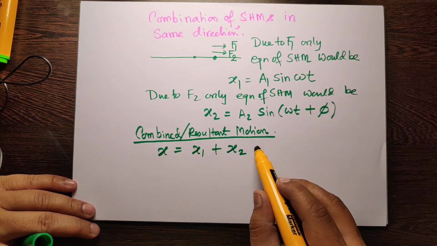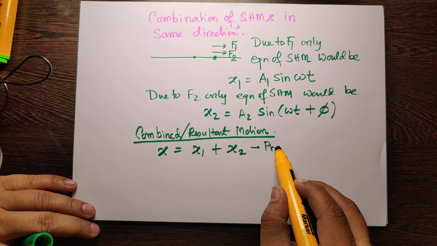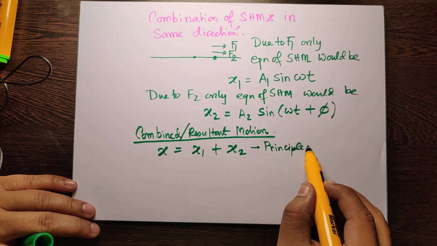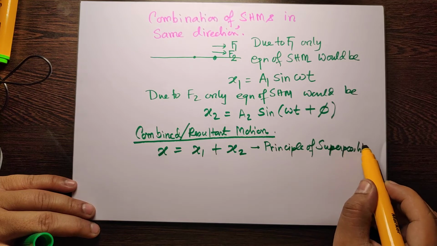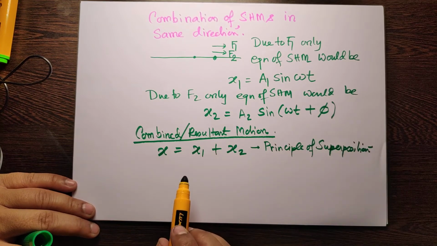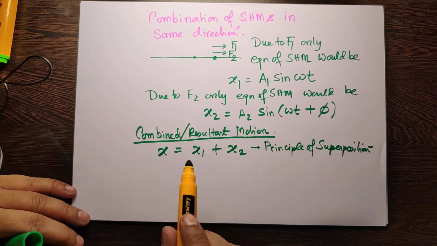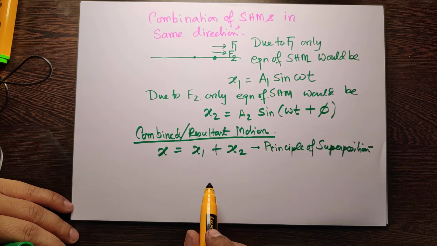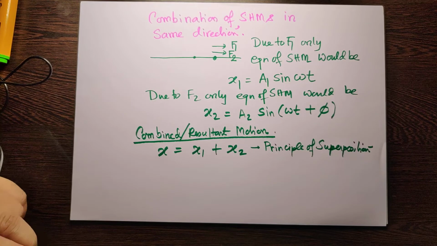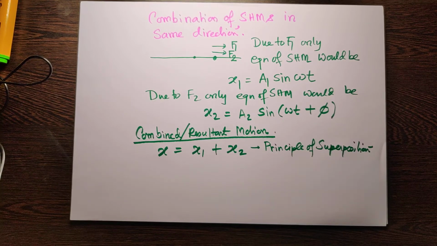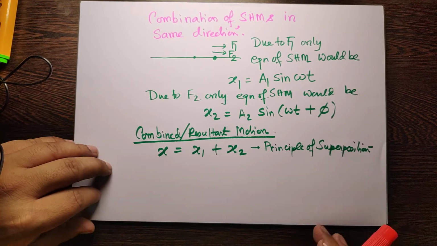This is known as the principle of superposition. Yes, that is true. By summing up this x1 and x2, you will get the final x. But why? This is the principle of superposition, that's okay. But why do you take it for granted?